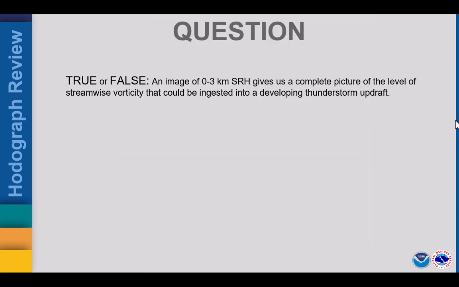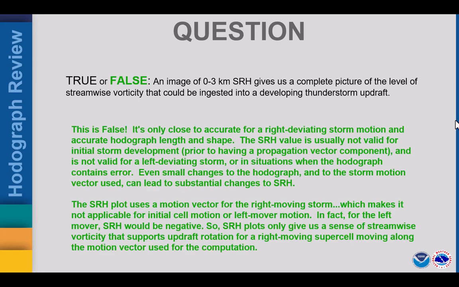True or false, an image of 0 to 3 kilometer storm relative helicity gives us a full picture of the level of streamwise vorticity that could be ingested into a developing thunderstorm updraft. I hope you answered this false, because it is false. It's only close to accurate for a right deviating storm motion and accurate hodograph length and shape.